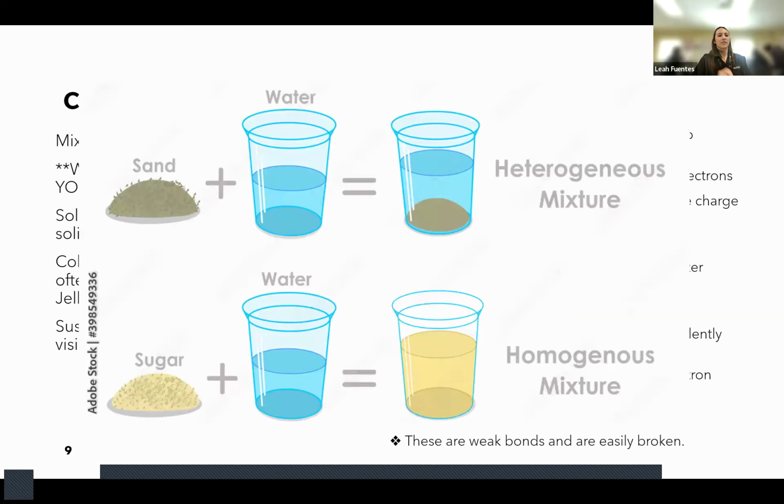So we have the example of a heterogeneous mixture, sand and water. The sand settles at the bottom, whereas with the homogeneous, we have sugar and water, and it turns into sugar water. So one can be taken apart, the other one really can't. You wouldn't be able to go in the sugar water and pick out the sugar, but with the sand, you could probably grab a thumbful.